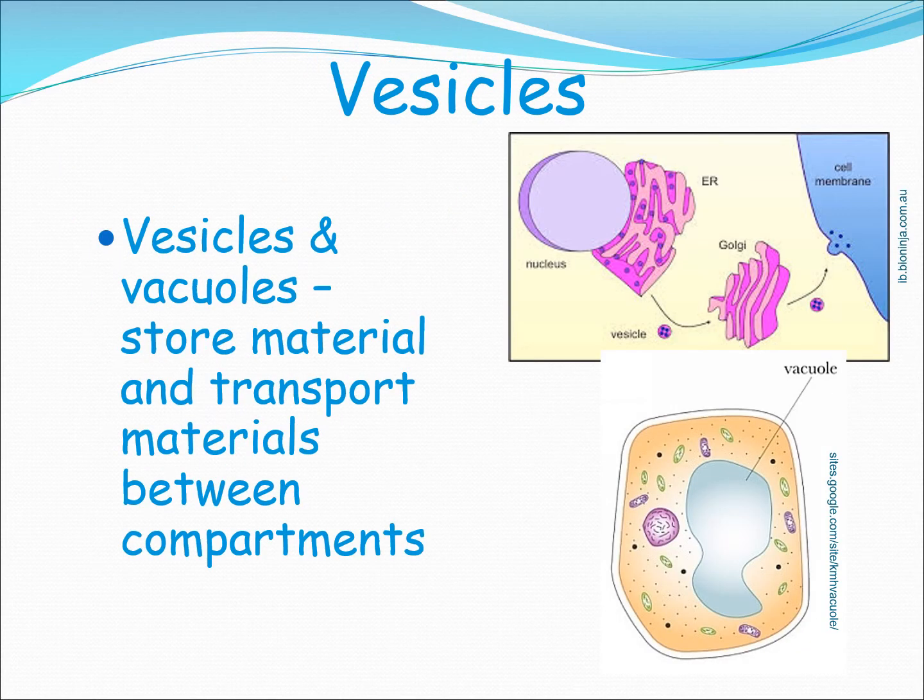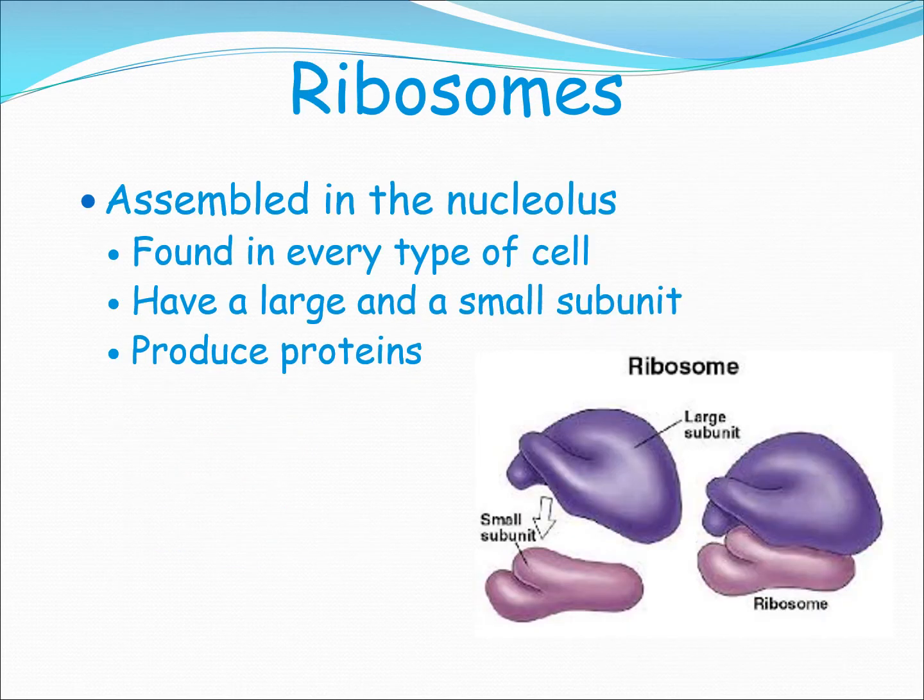Vesicles are useful in transporting cellular components, while vacuoles are used for storage. Ribosomes are essential in the production of proteins, which then become the instructions for the cell. These are found in all types of cells, since all cells synthesize proteins. They are made up of two parts, a small subunit and a large subunit.